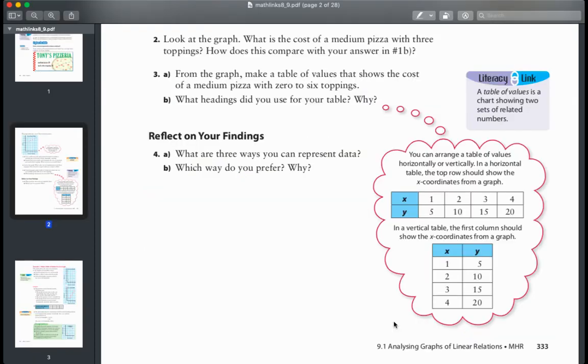All right, another way to represent relations is something called a table of values. Here in this little thought bubble is a description of how you can see tables of values. When you set up a table of values, they can be horizontal or they can be vertical. But whenever you set up a table of values, you always want your x value to be either the top row or the first column, depending on whether you have a horizontal or vertical table of values.